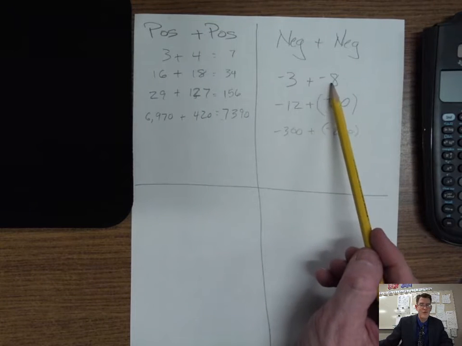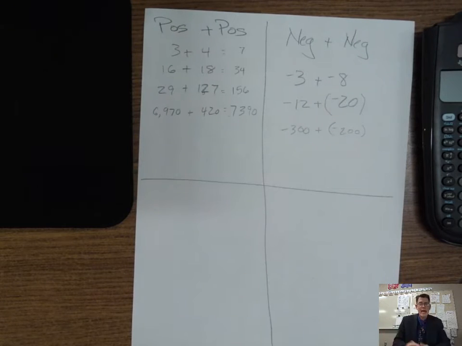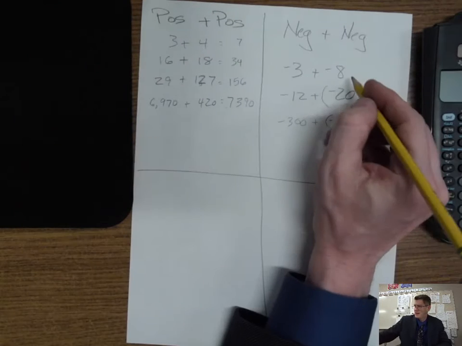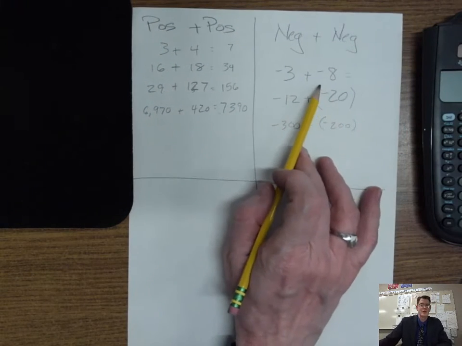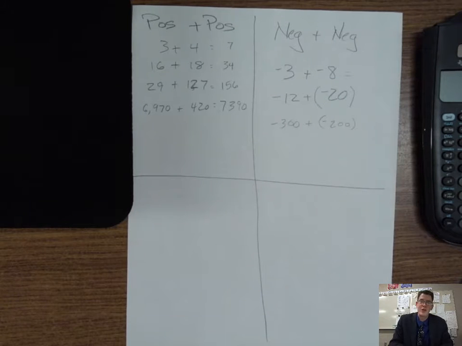So if you have -3, you start at -3, and then you add 8 more negatives to that 3, it's going to become even more negative. Or it's going to go further down the number line to the left. It's going to go deeper into the negatives. Does that make sense? I'm holding off giving you the answer on purpose to see if you can come up with an answer in your mind.